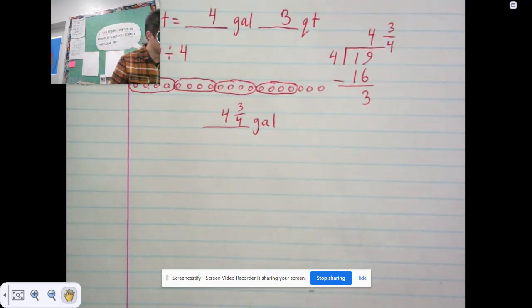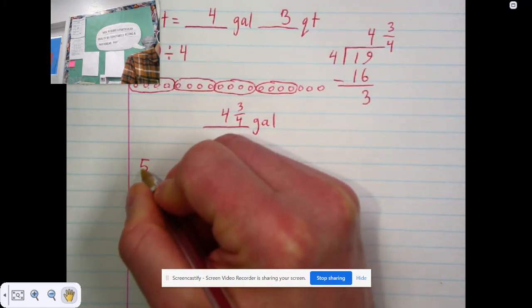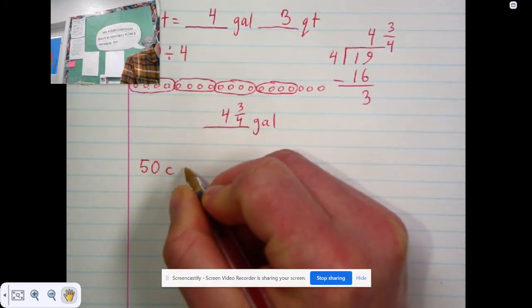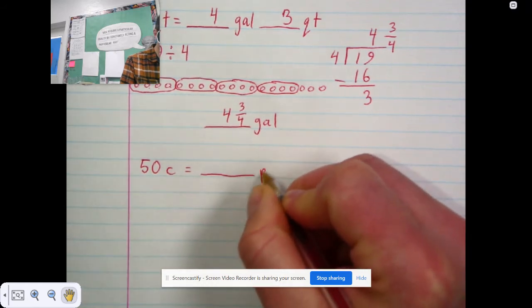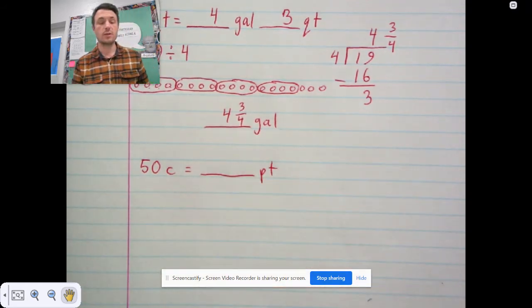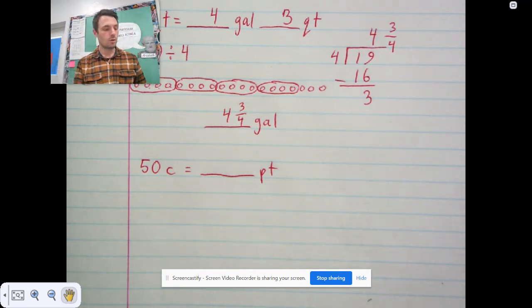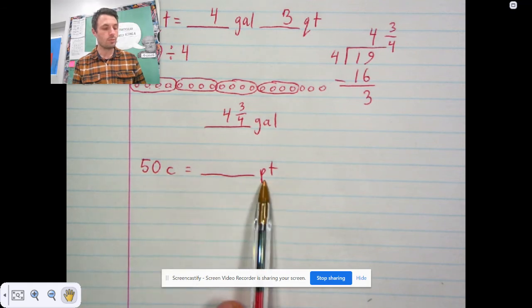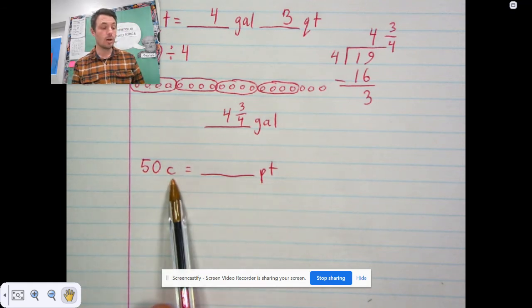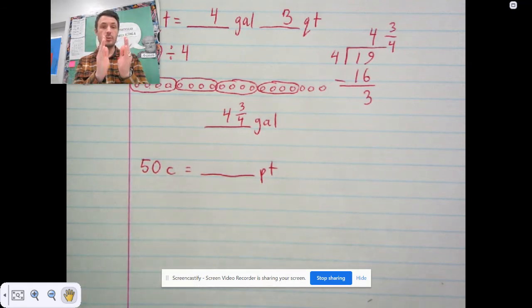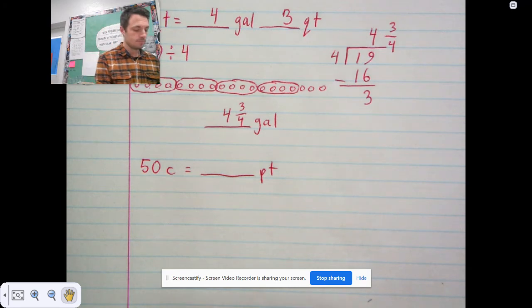Okay, let's say we have 50 cups, and we want to find out how many pints that is. So the first thing we have to do is ask, are we going from a larger unit to a smaller unit, or a smaller unit to a larger unit? We're going from cups to pints. Cups are smaller than pints, so we're going from a smaller unit to a larger unit. Smaller to larger, so we divide.